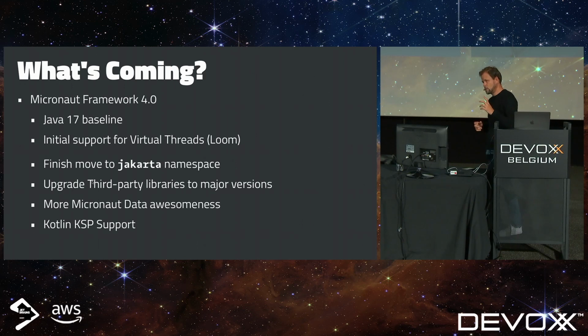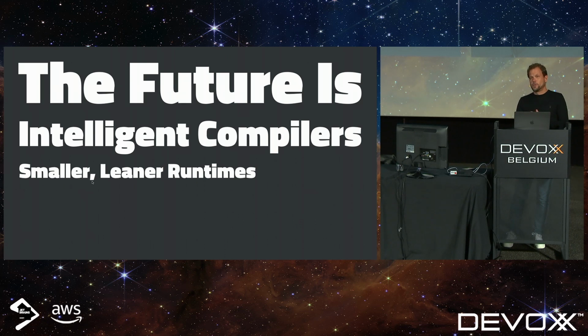We're also going to focus on more Micronaut Data amazingness. As I said before, we're working on cloud databases. And we also have a large Kotlin audience. There are a lot of people using Kotlin. I use Java in all the demos, but we have a large Kotlin audience. So Kotlin support for KSP, which is a replacement for annotation processing, is something we're looking at for Micronaut 4, either 4 or 4.1, we'll see. So I'll leave you with that. The future is intelligent compilers, smaller, leaner runtimes, and Micronaut is continuing to evolve and to tackle new use cases.